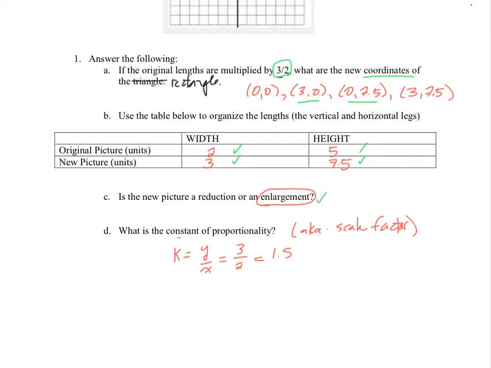And then what's the constant of proportionality? This is, again, 3 over 2, because that's how much larger we made the new picture. Okay, so it's given in the question, so there's not much to calculate. Sometimes you could be given data, and then you can take the ratio of the data to figure out what is the proportionality.